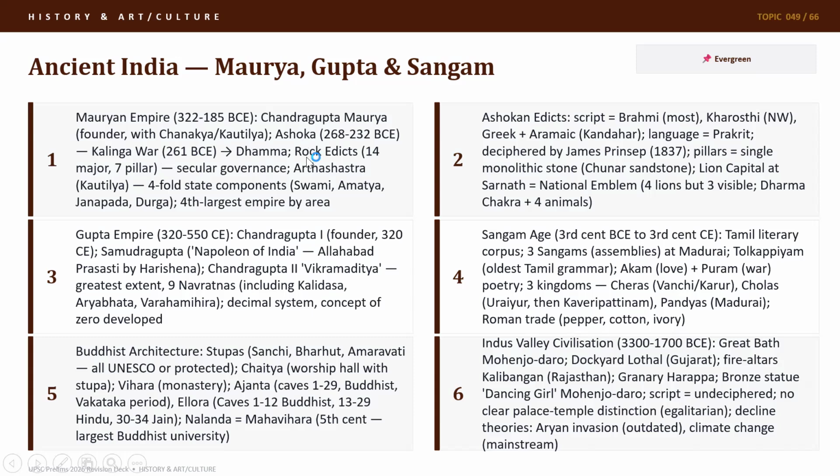There are rock edicts, 14 major edicts, and 7 pillars, which were constructed by Ashoka, reflecting secular governance. Arthashastra is a book written by Kautilya, which gives different aspects of statecraft, as well as economy and political economy in general. It has fourfold state components of Swami, Amatya, Janapada, and Durga.